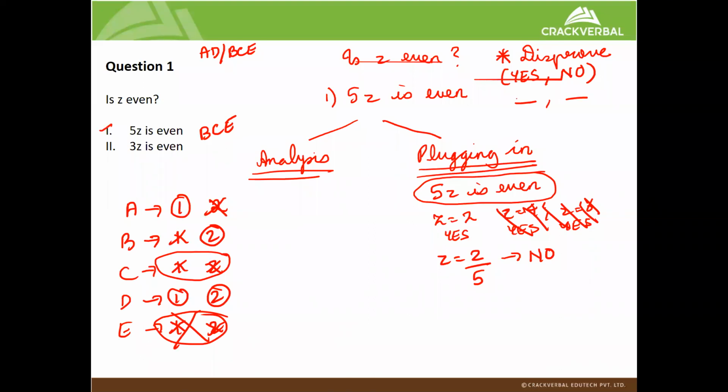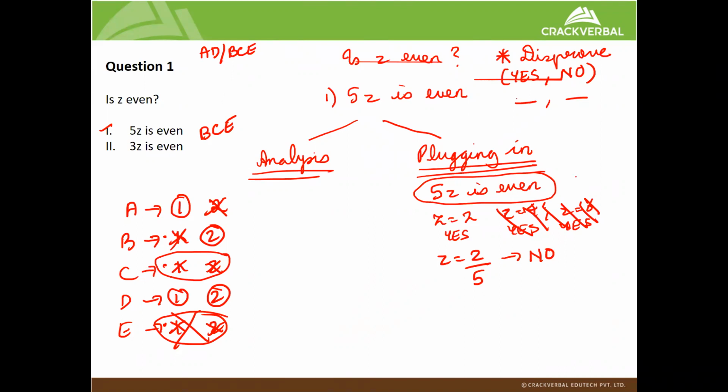So when I say that the first statement is insufficient, I'm going to look at the crosses on 1. So the crosses on 1 are on B, C, and E, right? So the three possible answer choices are B, C, and E. If the first statement was sufficient, then the two possible answer choices here are going to be AD, right? So we use something called the ADBCE technique to solve any data sufficiency question.